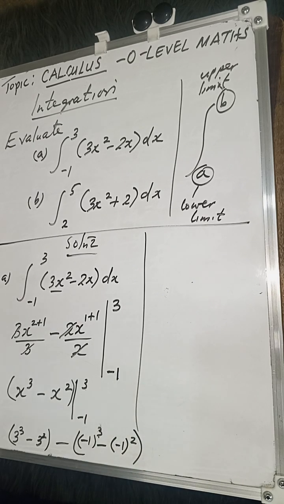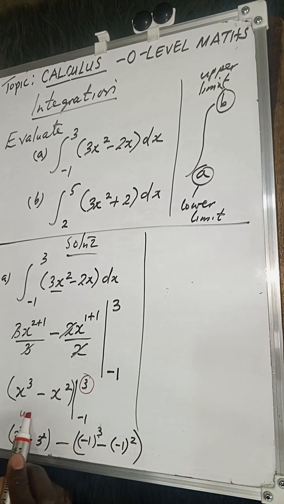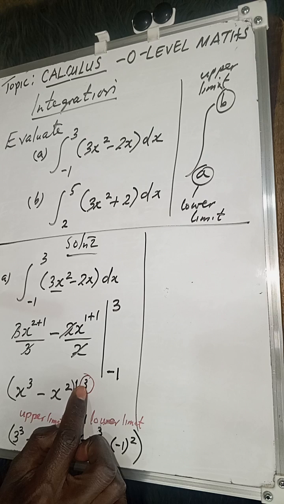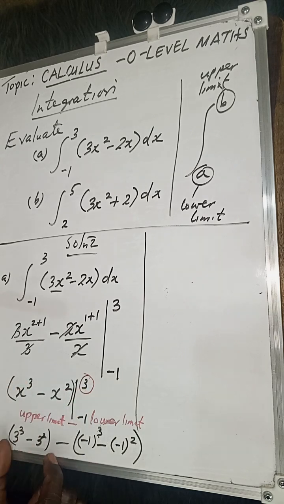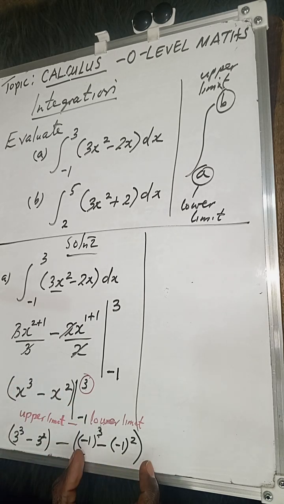So this is what we are calling the upper limit. First of all, you replace your upper limit. So this is for the upper limit. Then you subtract what you get from your lower limit. That is the idea that you need to remember. So the whole of this 3 replacing the whole of that expression, that's the upper limit, minus, we always subtract, get the lower limit, replace again. This is what I'm having there.